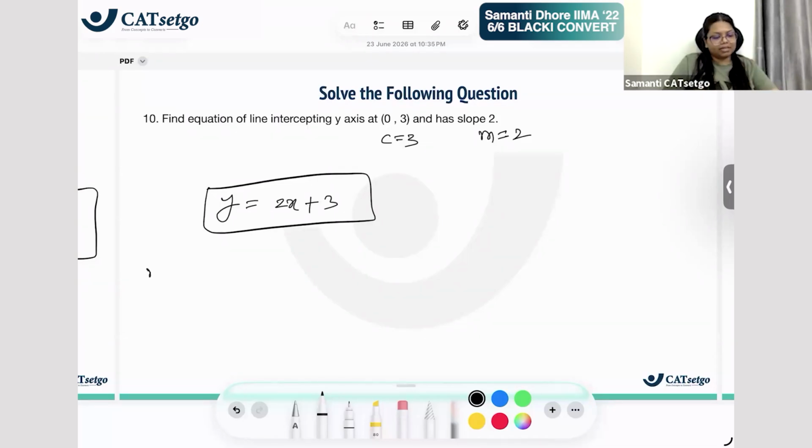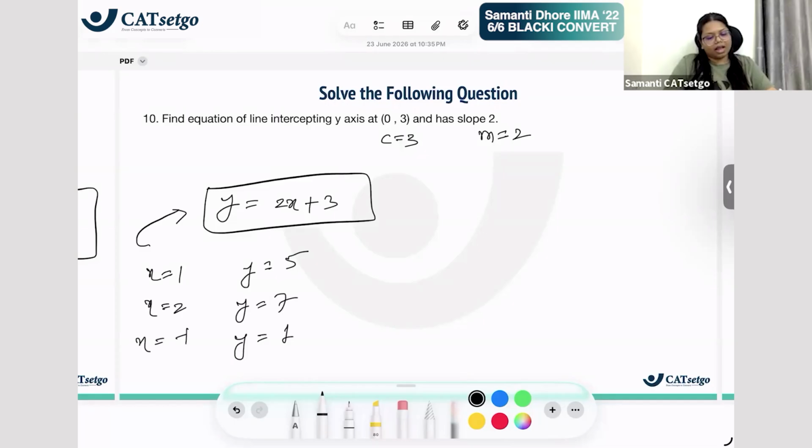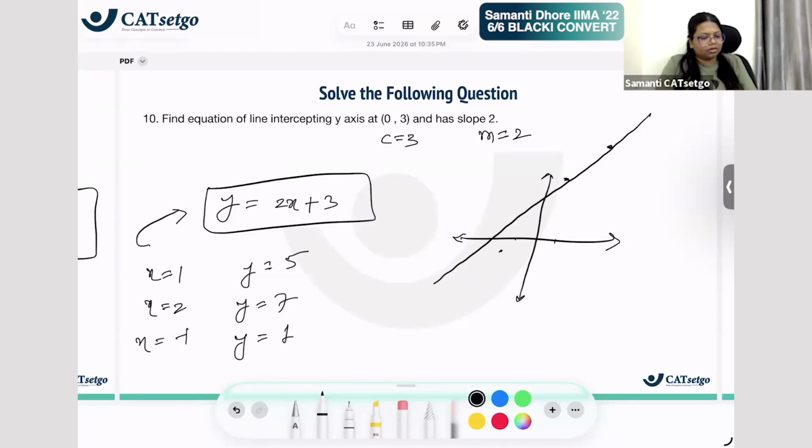How will you find points? Let's say x is equal to 1. Then y is what? y is 5. When x is equal to 2, I am putting these values in the equation, y is 7. When x is equal to minus 1, what will be my y? y will be 1. And will I be able to plot these points clearly by plotting x comma y? x is 1, y is 5, x is 2, y is 7, and x is minus 1, y is 1. So this is how the points come.